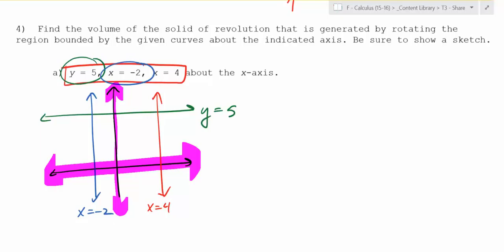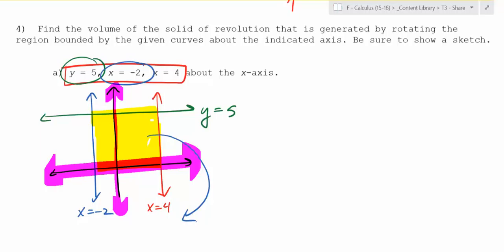So what we're doing in this one is, are you okay with each of these vertical and horizontal lines? You see where they come from? What we're going to do is take this shape right here and rotate it around which axis? The x-axis. So what shape is this? It's a rectangle, right? It's got a width of 6 and a height of 5. You're going to take a rectangle and rotate it around the x-axis.